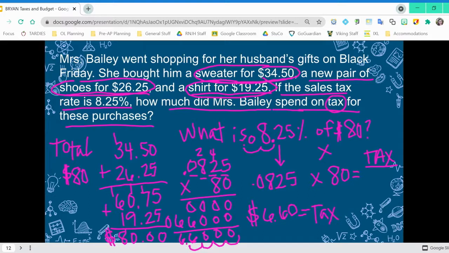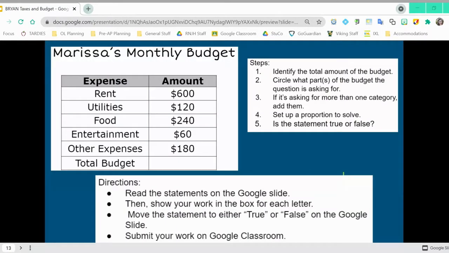If the question was asking what is her total of her tax and all the items she bought, we would have to add the tax to her total that she spent, $80, to get $86.60 is the amount of money she owes the store. But this question just asked what was the tax that she spent. So in this case, $6.60 is our answer.